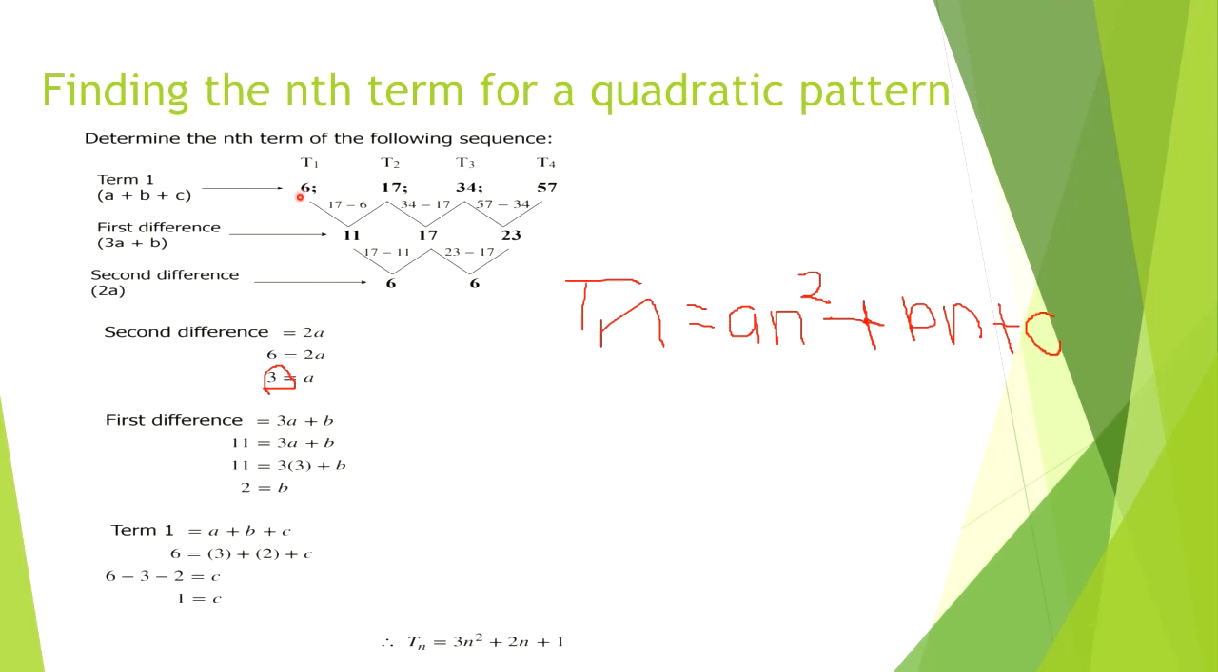Then a plus b plus c is equal to the first term, and you substitute the a that you got up there and the b that you got here inside this formula. You just take the 3 and the 2 to that side, and then you get a 1. Substitute all these values into this formula to determine the nth term.